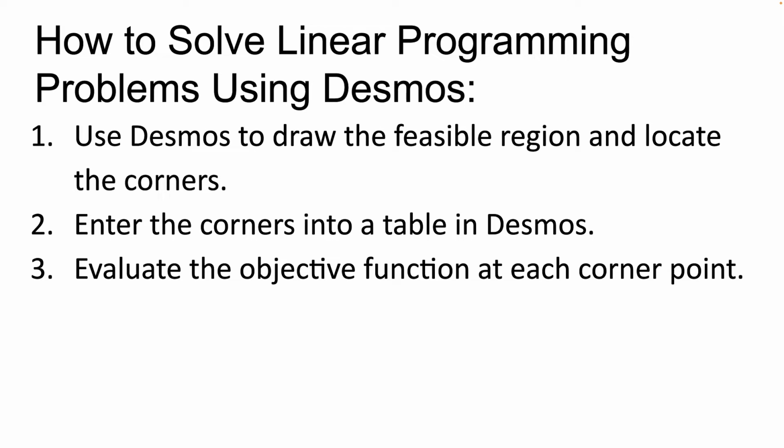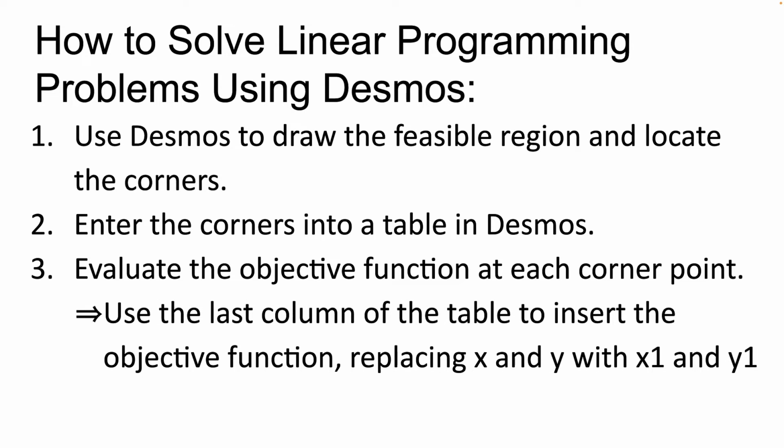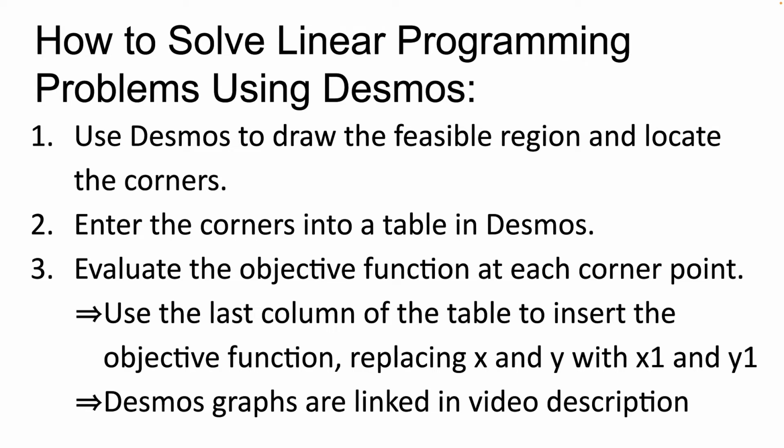Here are the steps on how to solve linear programming problems using Desmos. I'll go over the steps and then we'll use Desmos to solve our example. First, we want to use Desmos to draw the feasible region and locate the corners. Then we'll enter the corners into a table in Desmos and then evaluate the objective function at each corner point. When you do this in Desmos, we use the last column of our table to insert the objective function, but we'll need to replace x and y with x1 and y1. The Desmos graphs used in this video are linked in the video description.